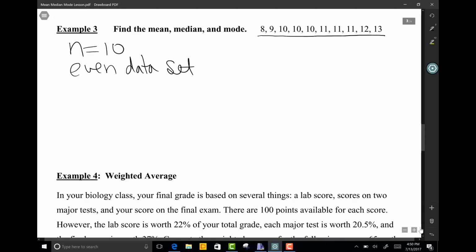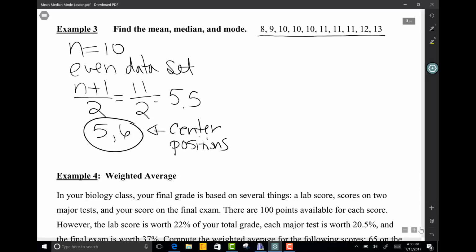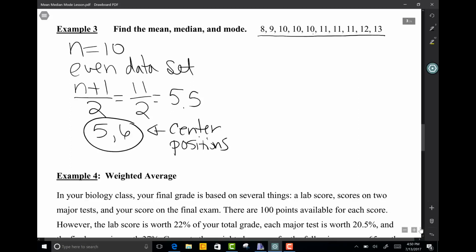So to find the center values, I've got to take n plus 1 divided by 2. n plus 1, that's 10 plus 1, which is 11 over 2, which is going to give me 5.5. Since 5.5 falls between 5 and 6, these are going to be my 2 center positions. So, since it's already in order, I'm going to count over to the 5th and 6th position. So I have 1, 2, 3, 4, 5. Here's the 5th position. Here's the 6th position. So I have 4 on this side and 4 on this side. So these are the 2 center values.